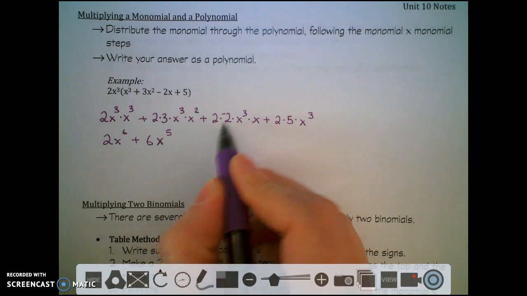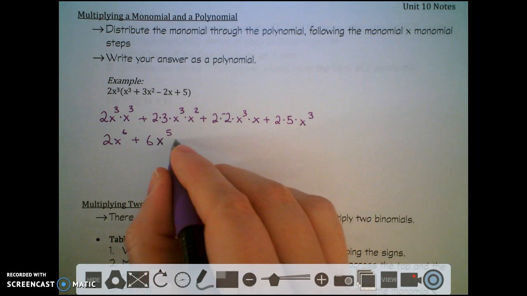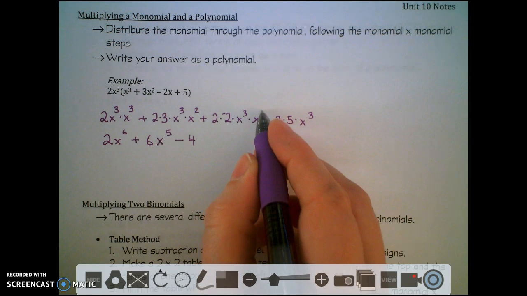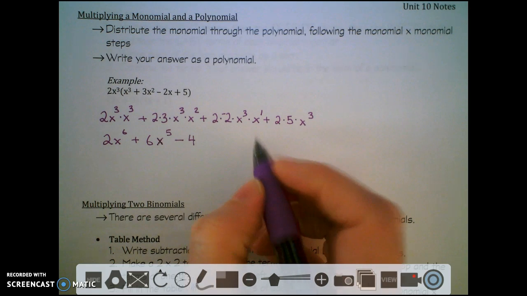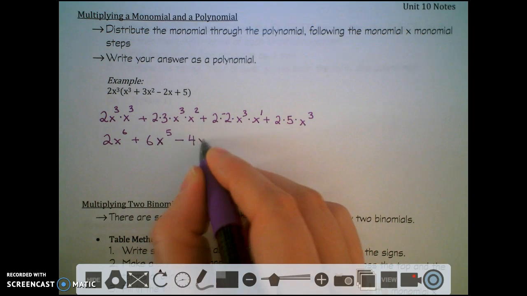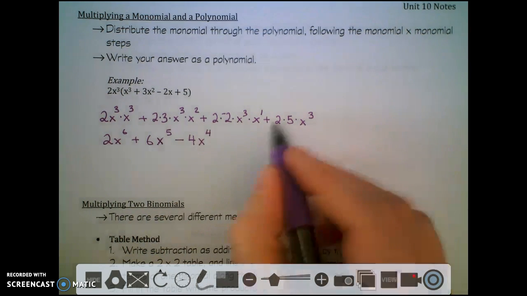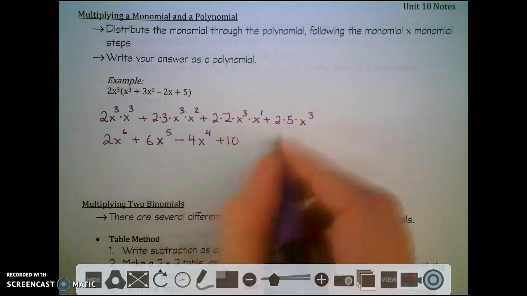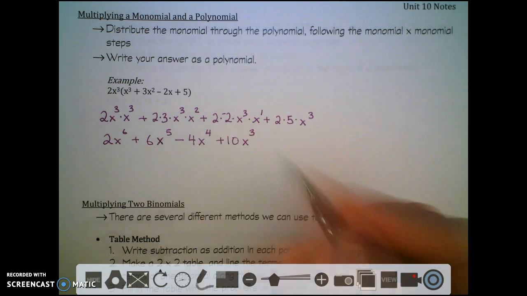Here I have 2 times a negative 2, which is a negative 4. X to the third times x, remember that's got an invisible coefficient of 1, so x to the third times x to the first gives me x to the fourth, plus 2 times 5 is 10x to the third.